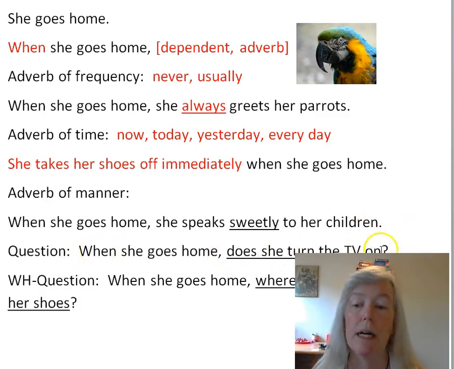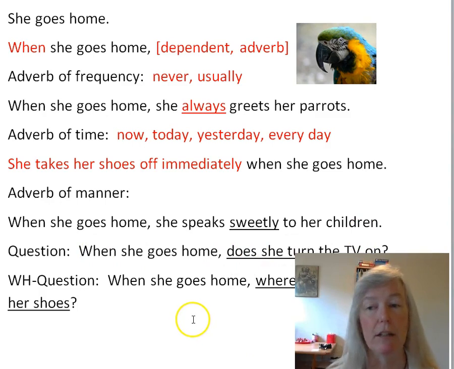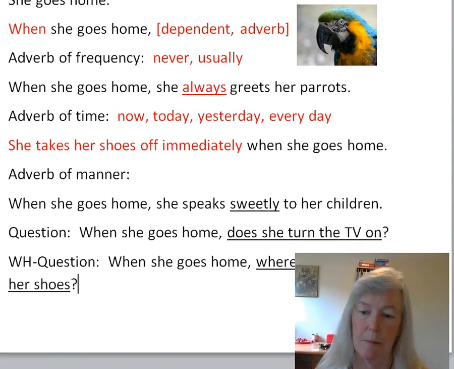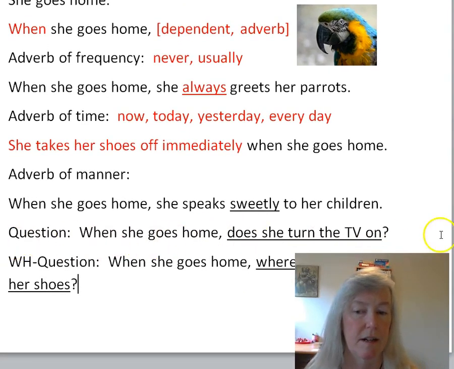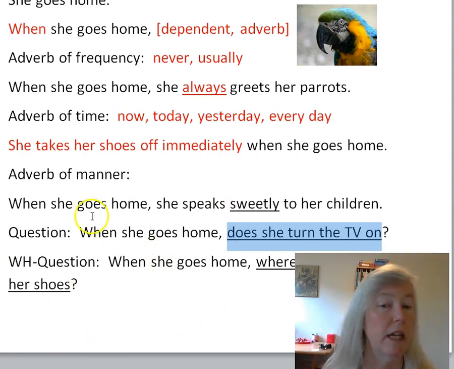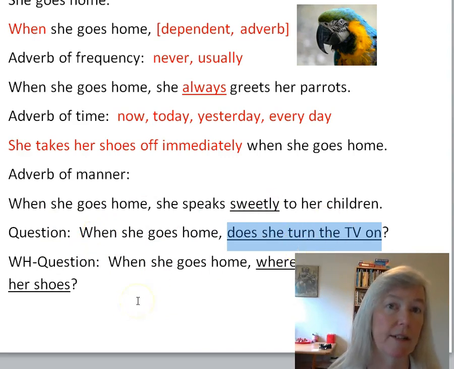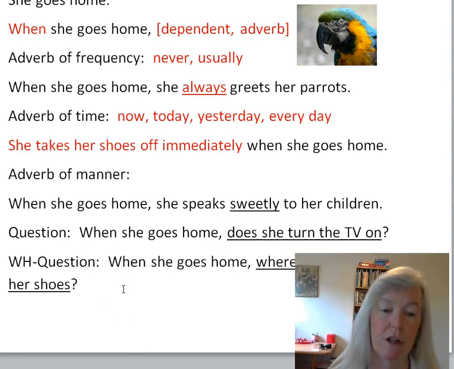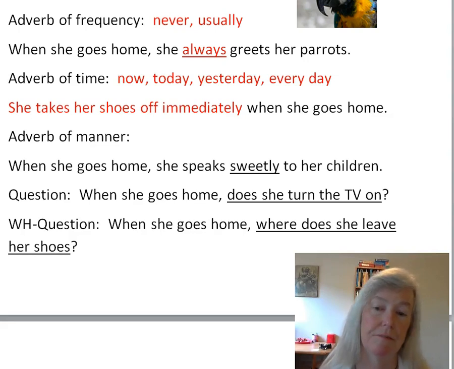When she goes home, does she turn the TV on? When she goes home, does she turn the TV on? This is a question. When she goes home doesn't change. That's not a question. That's just a time. This part is a question. When she goes home, does she turn the TV on?